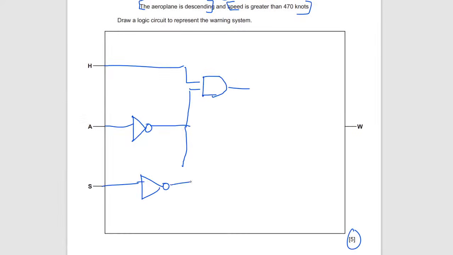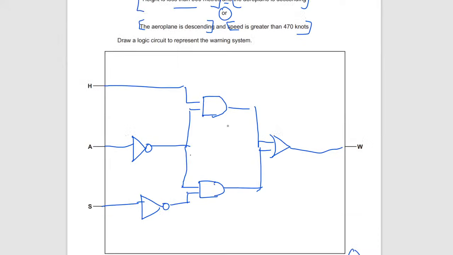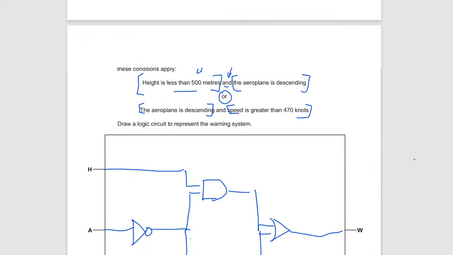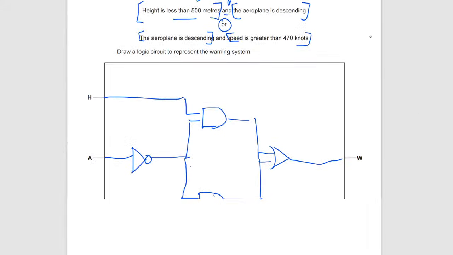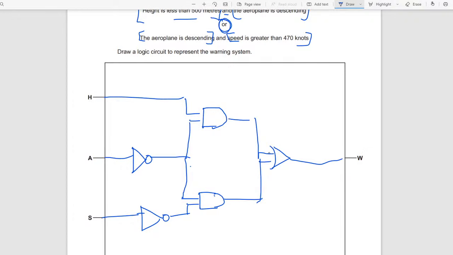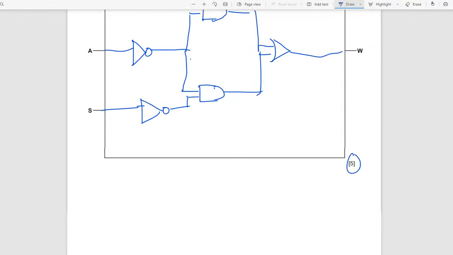Sorry for the bad writing. Again, I'm doing this on the computer, that is the reason. And this is my AND gate, and this is all joined together with the OR gate. And you can see we have 5 logic gates, meaning we know we are correct. So that is how we do it, because you see here it's connecting with an OR gate. That's why I've put an OR gate in the end.